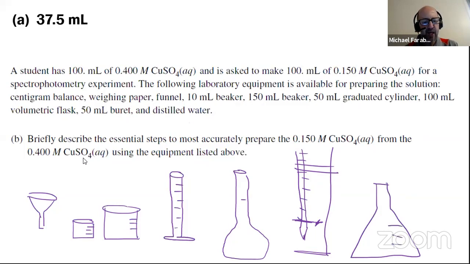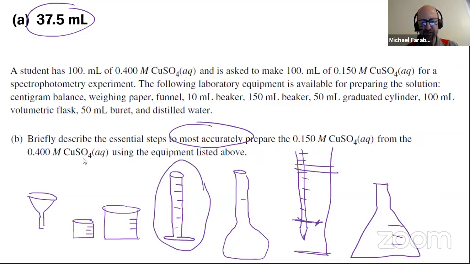Okay. Most accurately, for 37.5 milliliters, I would probably use either a graduated cylinder or a burette, but typically the burette has finer divisions on it. A burette will go out to the 100th place, whereas depending on your graduated cylinder, it probably goes out to the whole number of milliliters or maybe the 10th place. So I'm going to go with our burette.